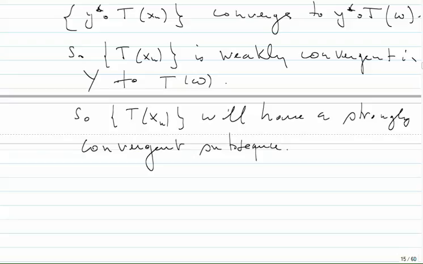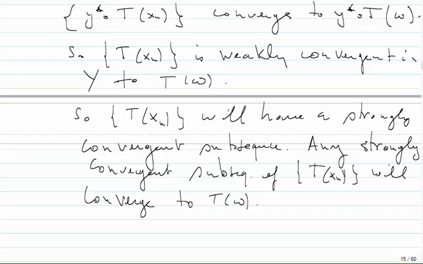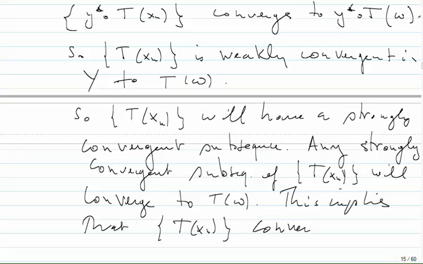In fact, what we have is that any strongly convergent subsequence of T of xn will converge to T of omega. So there is a subsequence converging to T of omega, and any convergent subsequence has to converge to T omega. It means that T omega is the only strong cluster point of the sequence. This implies, using a little bit of metric spaces, that T of xn converges strongly to T of omega.